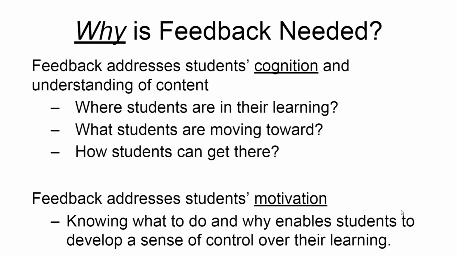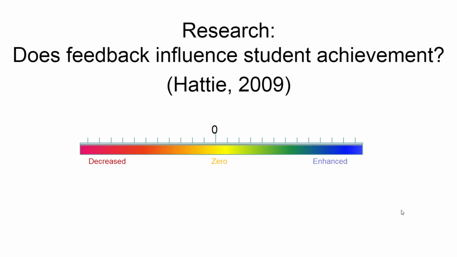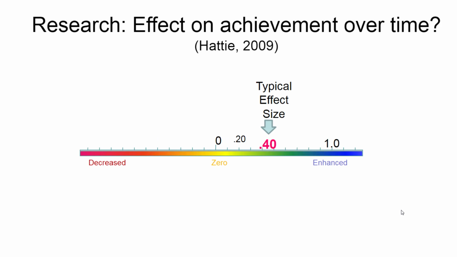As you give feedback to students and they receive the feedback, it helps the students develop self-control over what they're learning. Since learning, instruction, assessment happens in this cyclical nature, the feedback is meant to improve that cycle. It can also be considered the glue for the processes that are involved in the student being able to self-regulate their learning and classroom assessment. There's lots of studies that suggest that feedback can influence student achievement. When feedback is done effectively and consistently, about 40% of their gains can be attributed to good feedback.